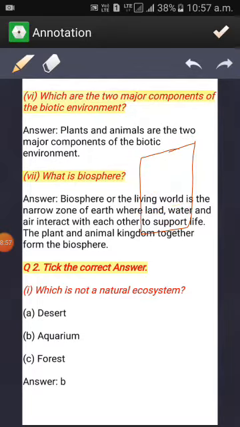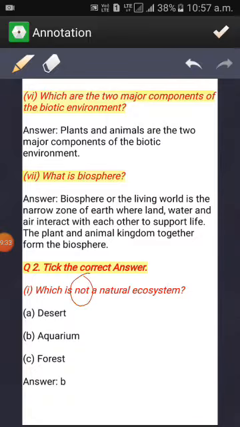Okay, we will take our next question. Some questions are there with multiple choice options provided. We have to tick the correct answer. First question is, which is not a natural ecosystem? We will first read out the options and then you will yourselves be knowing what is the correct answer. Which is not a natural ecosystem?